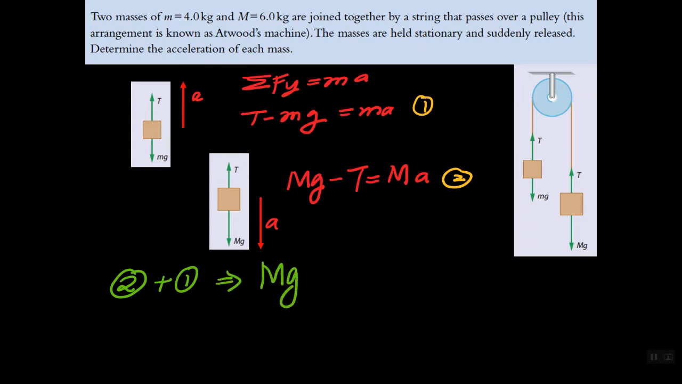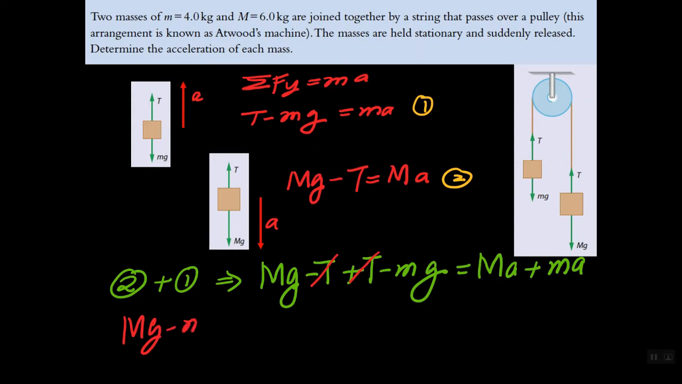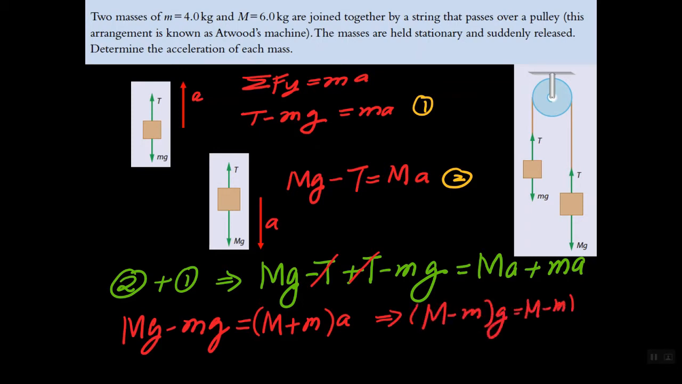Mg minus T plus T minus mg equals Ma plus ma. Tensions cancel out. We get Mg minus mg equals, we can take out the acceleration, and we also can take out the g, and now acceleration equals M minus m over M plus m times g.